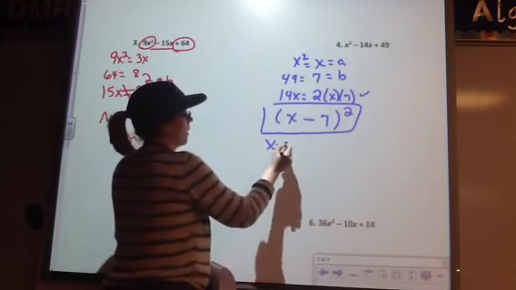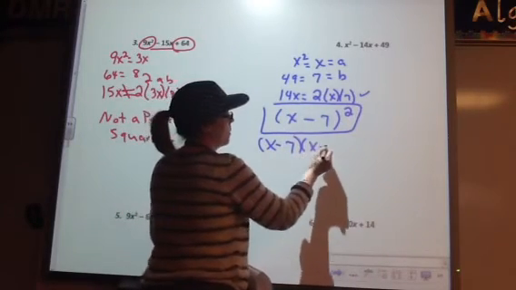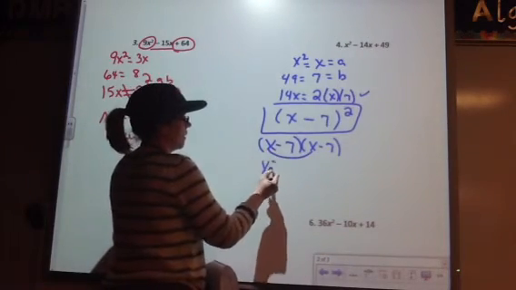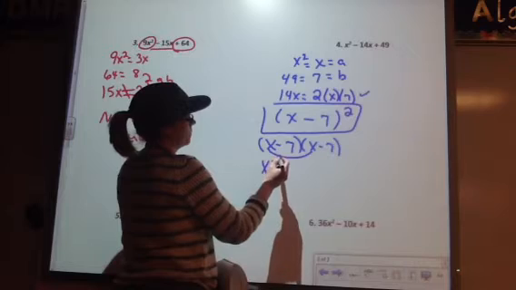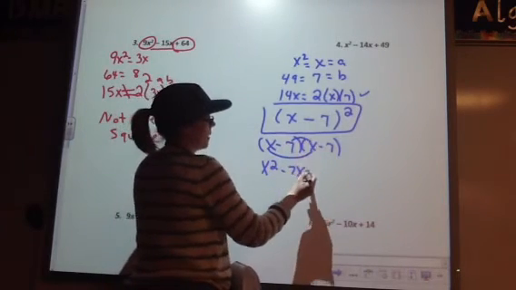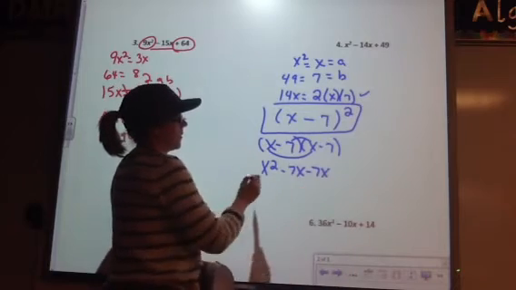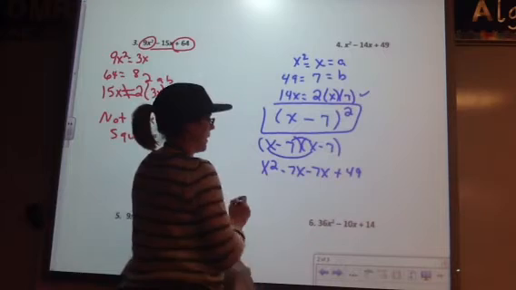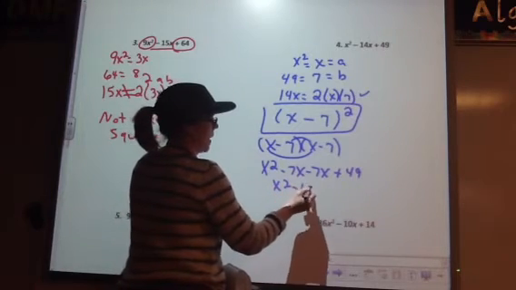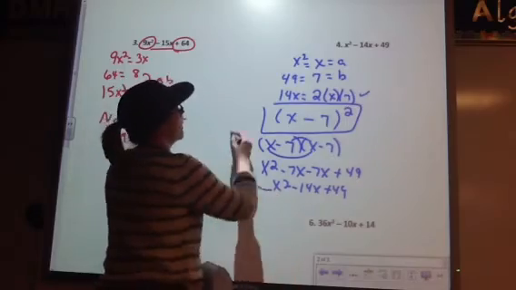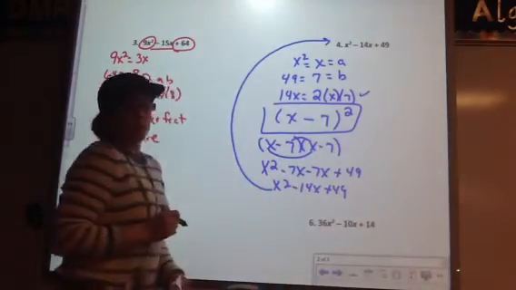Now, let's FOIL it and make sure we're right here. You can always go back and check your answer. So, x times x, x squared. X times negative 7, negative 7. Negative 7 times x, negative 7x. Negative 7 times negative 7 is a positive 49. So x squared minus 14x plus 49, which checks out with what we started with.